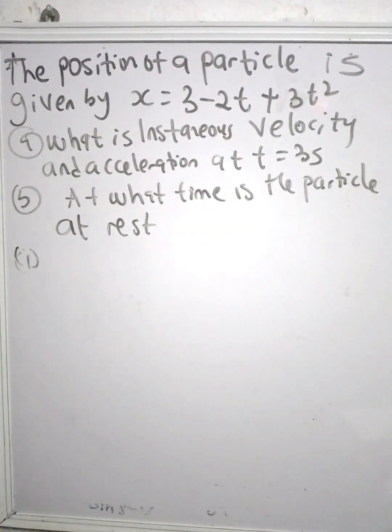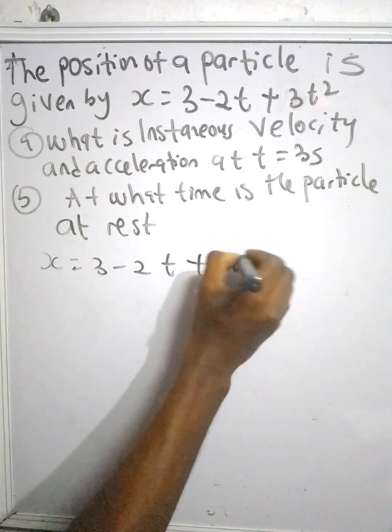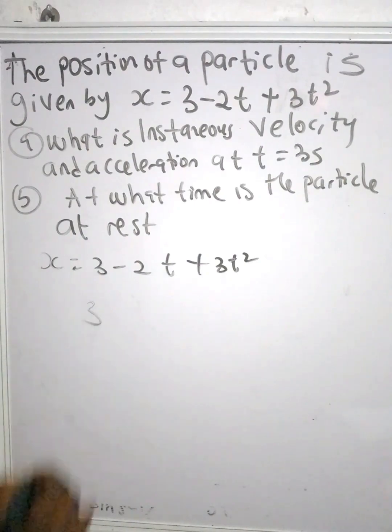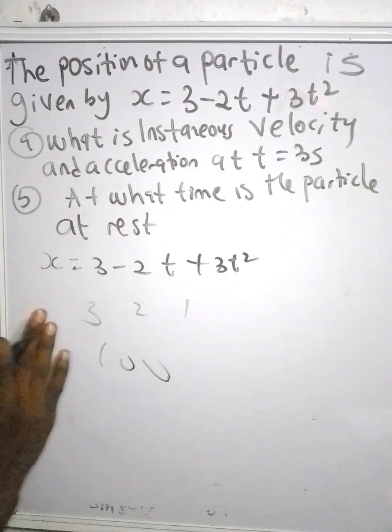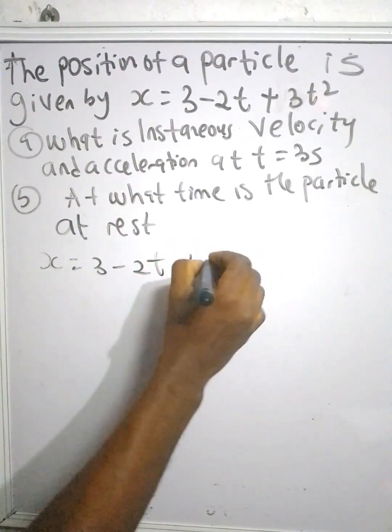We're given that the position of a particle is given by s equals 3 minus 2t plus 3t squared. So what is instantaneous velocity? I told you that average velocity is showing the difference between s2 minus s1 over t2 minus t1. But for instantaneous velocity, you will differentiate, and I've taught you how to differentiate before. Whenever we differentiate a constant like 3, 2, 1, 1,000, or 1,000,000, that does not have any letters, it will be 0.